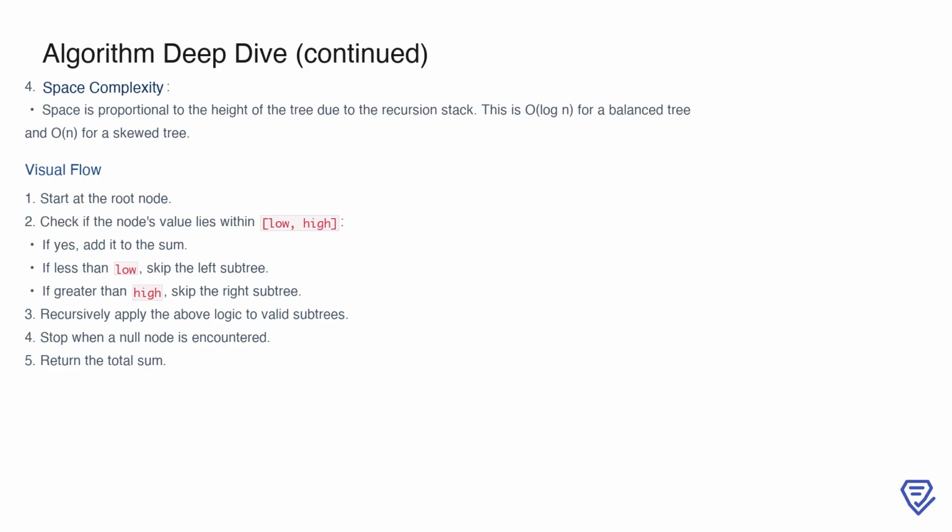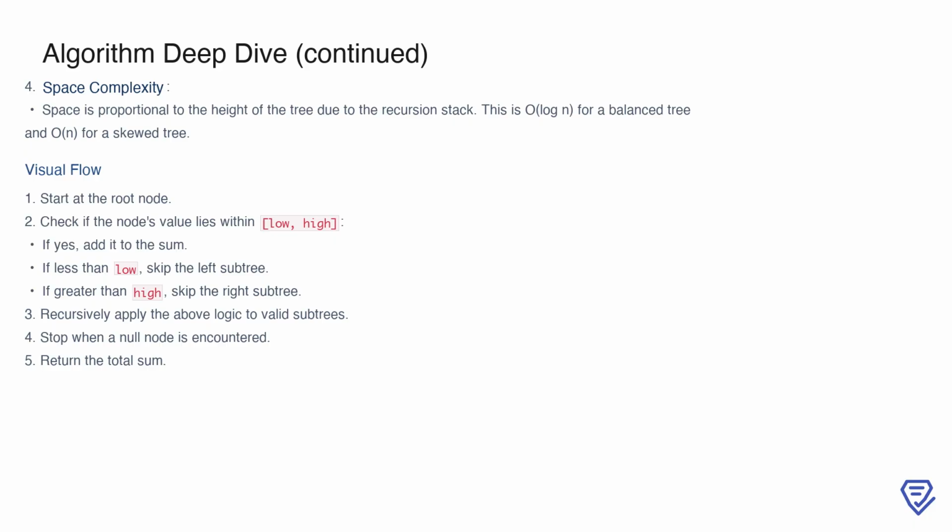Starting at the root, each node is checked to see if its value lies within [low, high]. If it does, the value is added to the sum. If it's less than low, the left subtree is skipped, and if it's greater than high, the right subtree is skipped. The process continues recursively for valid subtrees, and the traversal stops upon reaching a null node.